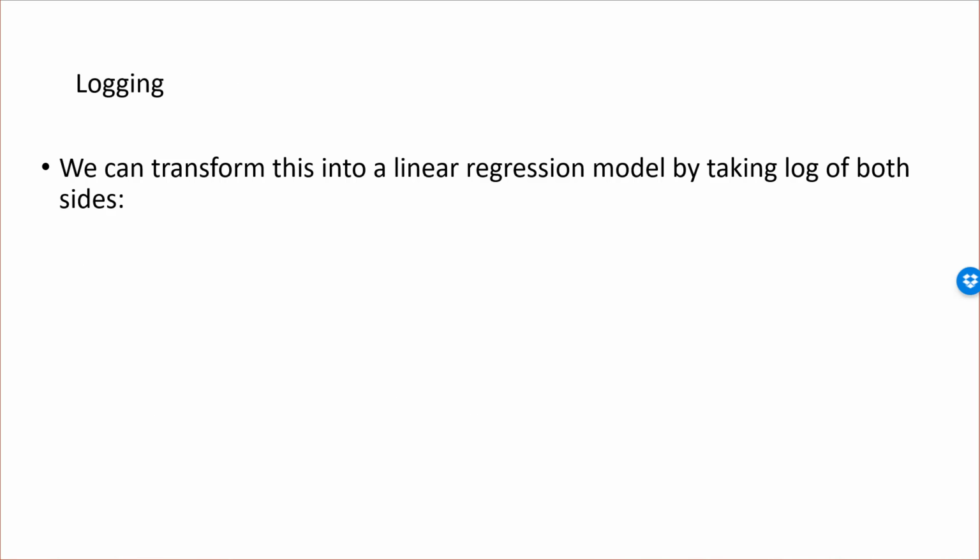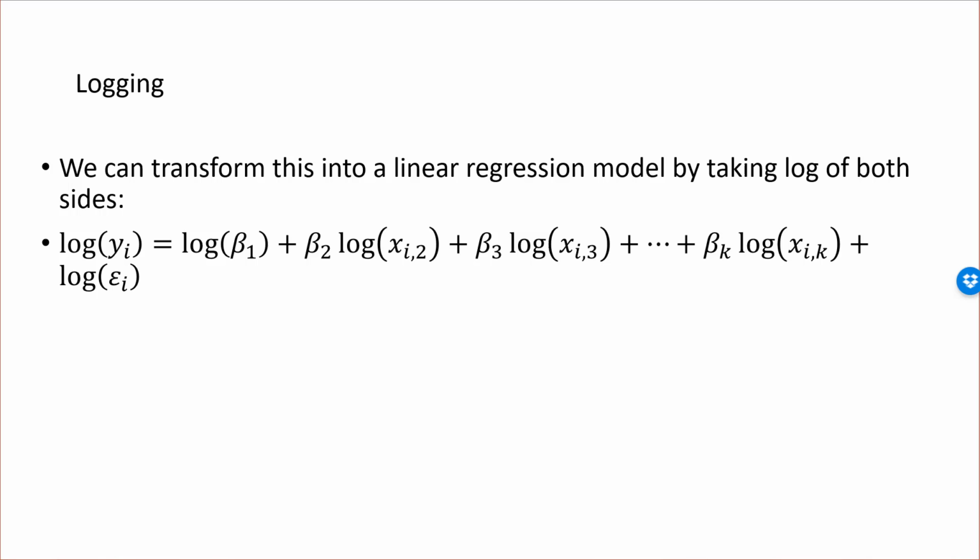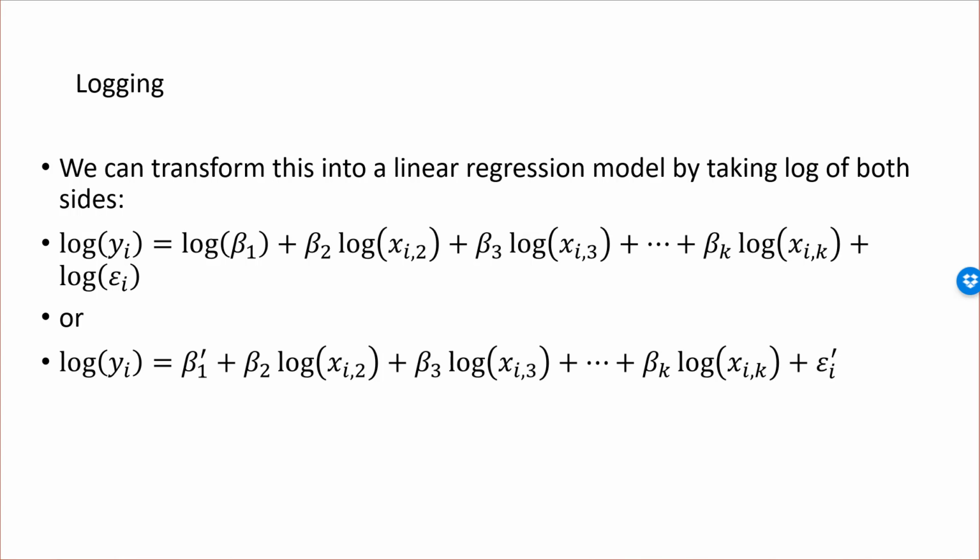So if we do that, take the log of both sides. We did this for just one explanatory variable, but the idea is the same. You'll get that the log of yi is the log of beta 1 plus the beta 2 comes in front, log of xi2 plus, and so on. And at the end you have log of the error term. Do the relabeling thing, call log beta 1 prime, and call log epsilon i prime, and we have a linear regression model. Not linear in data though.